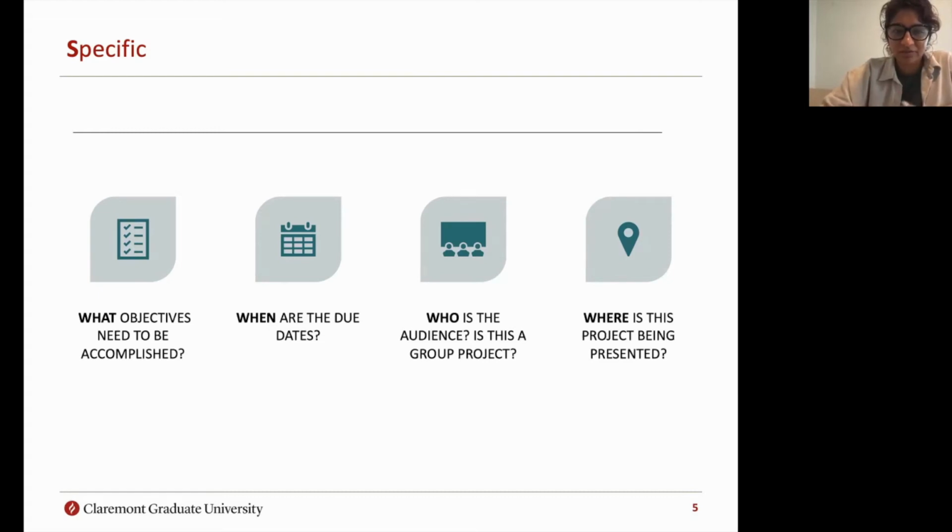So you can think about these W's as the components of how you approach setting up specific goals. What objectives need to be accomplished? Here you can think about what the assignment is. Is it a personal essay? Is it a literature review? Are you thinking about a larger dissertation project or a master's thesis? What types of objectives do you need for completing these projects? And what types of projects are they? In terms of a personal essay, your objectives may be a little bit different than building an argumentative paper.